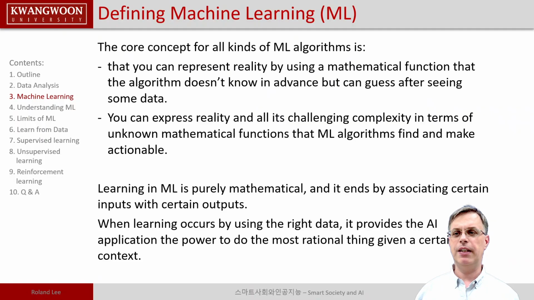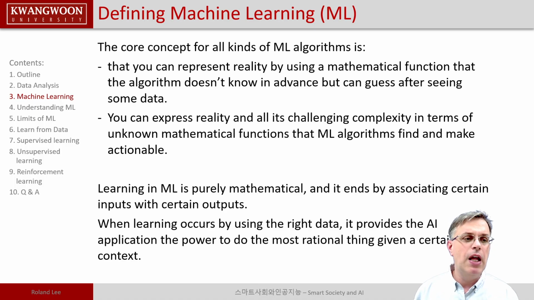Good. Now, still defining learning. So the core concept of all kinds of machine learning is that you can represent reality by using a mathematical function that the algorithm doesn't know in advance but can guess after seeing some data, and you can express reality. And it's all about the challenging complexity of the unknown mathematical functions that machine learning algorithms find and make actionable.